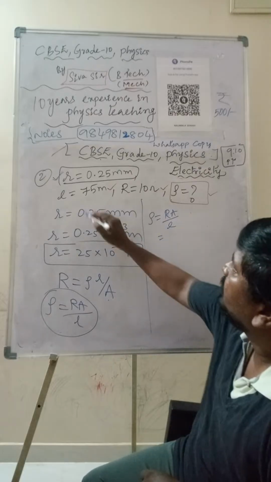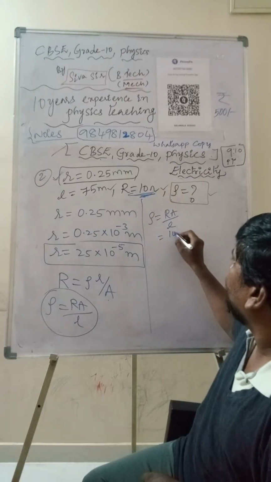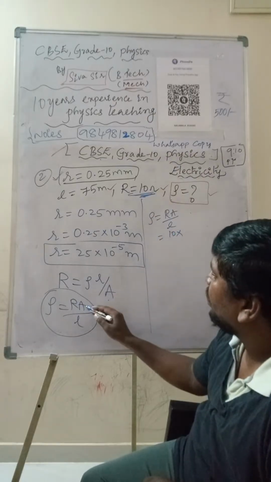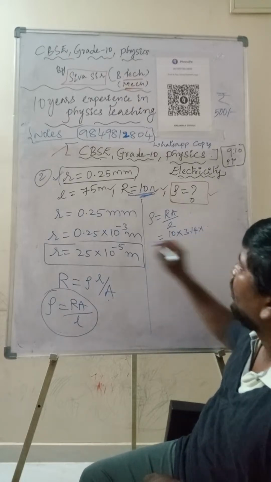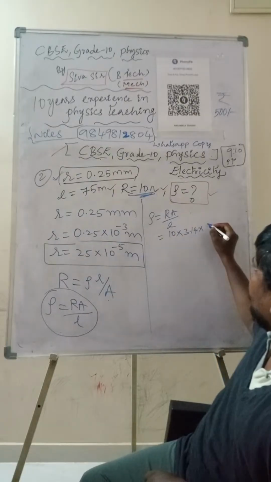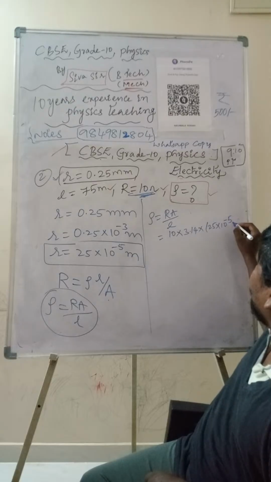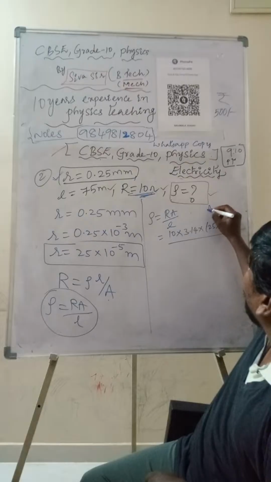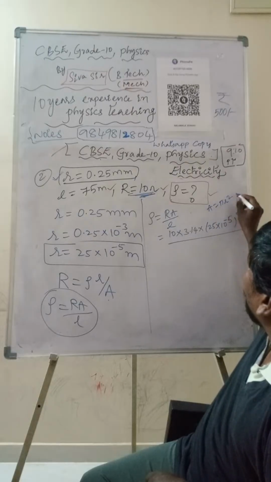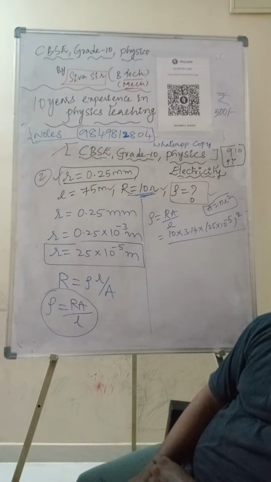R is how much? R is 10 ohm. Substitute 10 ohm into pi R square. Pi is 3.14. R square is 25 into 10 power minus 5, whole square. Area equal to pi R square, I am taking the area of the cross section.